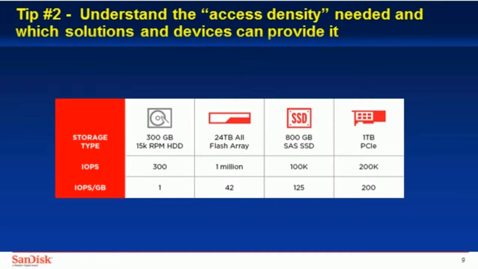If you look at an 800 gig SAS drive, that's good for 100,000 IOs at that same 70-30 workload. If you work out the math, you'll see that it gets 125 I/O per second per gigabyte. So it's actually roughly 3x as fast access density-wise as a 24 terabyte all-flash array. And as you move into faster devices like a 1 terabyte PCIe card, good for 200,000 at that same workload, it's good for 200 IOs per second per gigabyte.